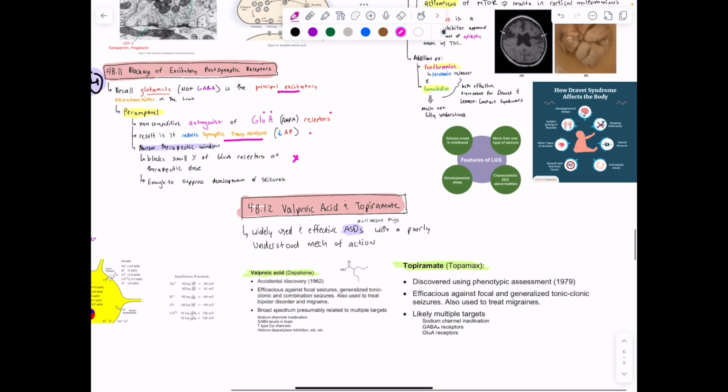So that's about it. Then we have valproic acid and topiramate. These are widely used and effective anti-seizure drugs, but they have a poorly understood mechanism of action. So valproic acid: good against focal seizures and generalized tonic-clonic combination seizures, also used to treat bipolar disorder and migraine. Broad spectrum, presumably related to multiple targets. And then topiramate, discovered by phenotypic assessment, but effective against focal and generalized tonic-clonic seizures, used to treat migraines as well. Likely has multiple targets: sodium channel, GABA, and then glutamate receptors.